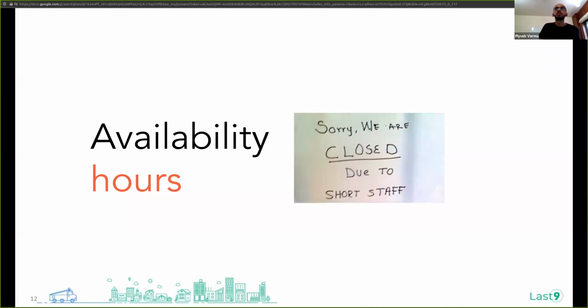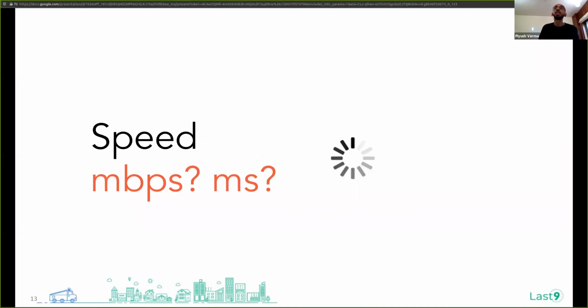How about speed? Is speed something we should calculate as Mbps, or should we calculate it as milliseconds? Now, this is where ambiguity starts kicking in. If you already realize that the measurement angles of these levels are becoming more and more complex, speed could be measured as either of the two. There is no one right way of measuring all of this.